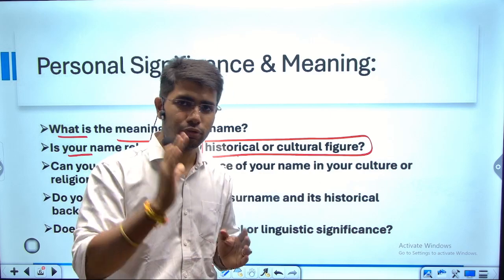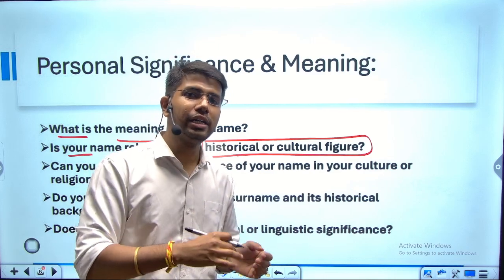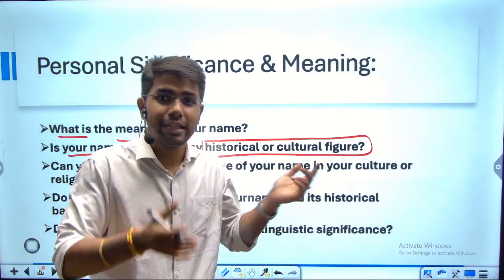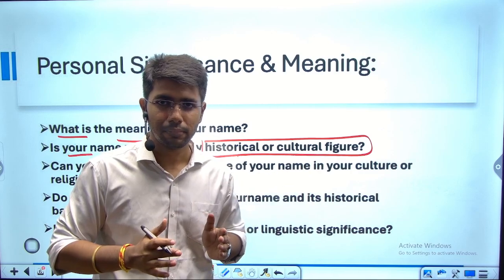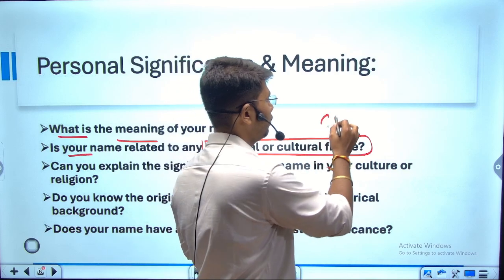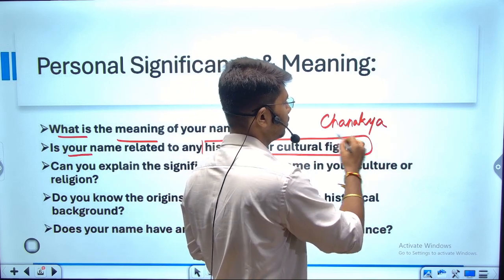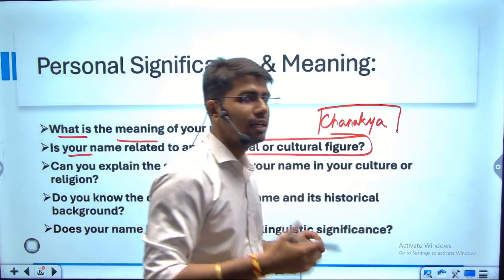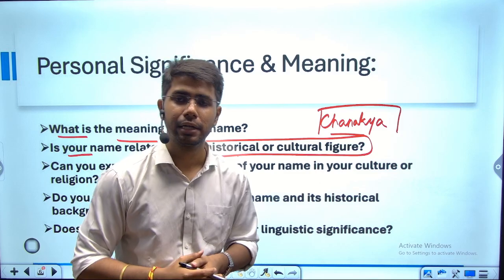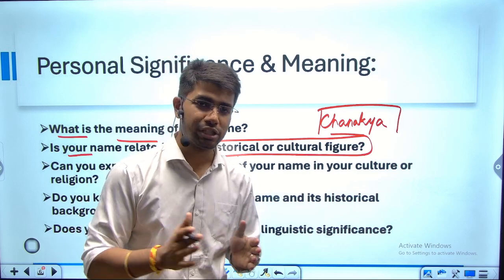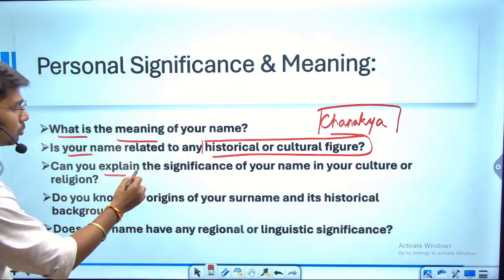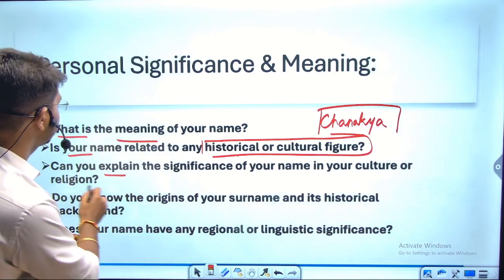So if your name is XYZ, you should know if in history such a person existed by the same name. For example, you might have a name like Chanakya. So you should know everything about Chanakya: Chanakya Niti, Arthashastra, Mauryan Empire. Every such thing. Next, can you explain the significance of your name in the culture or religion?